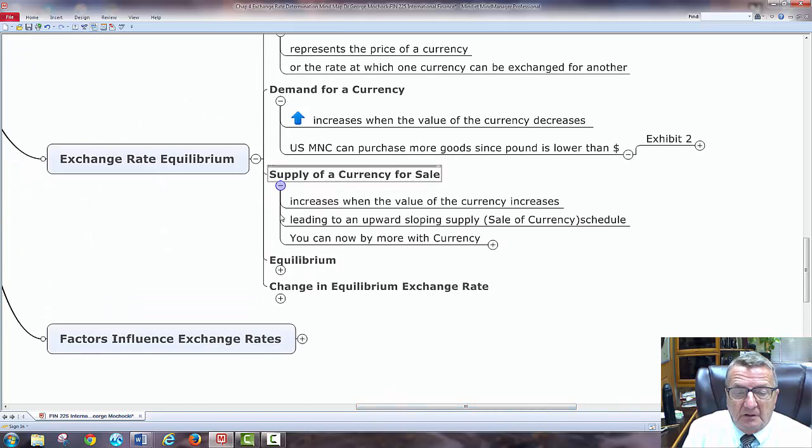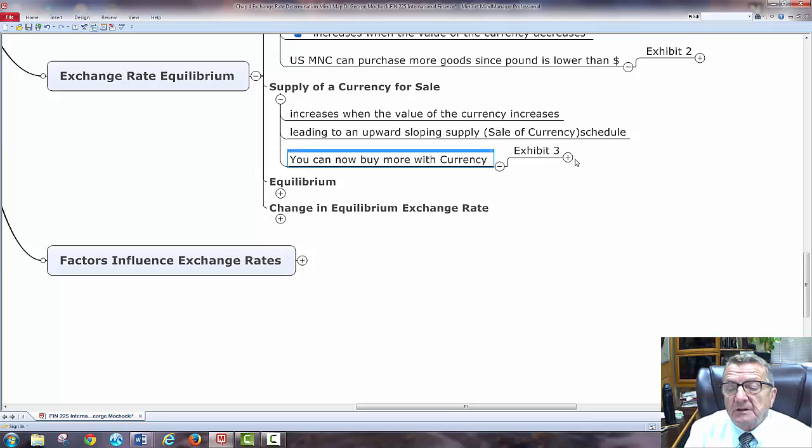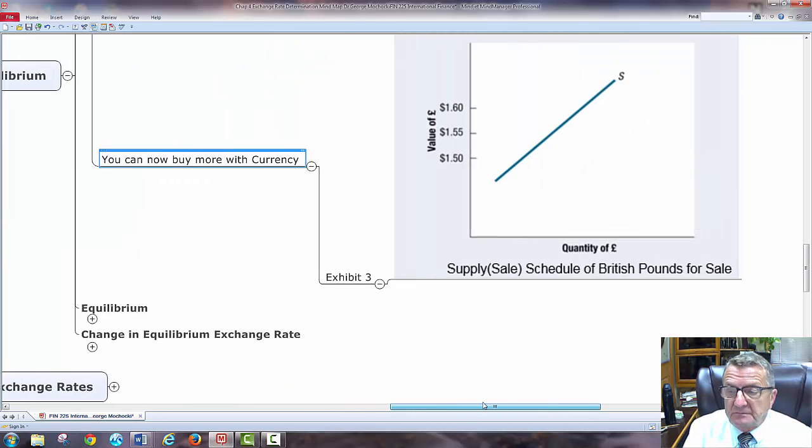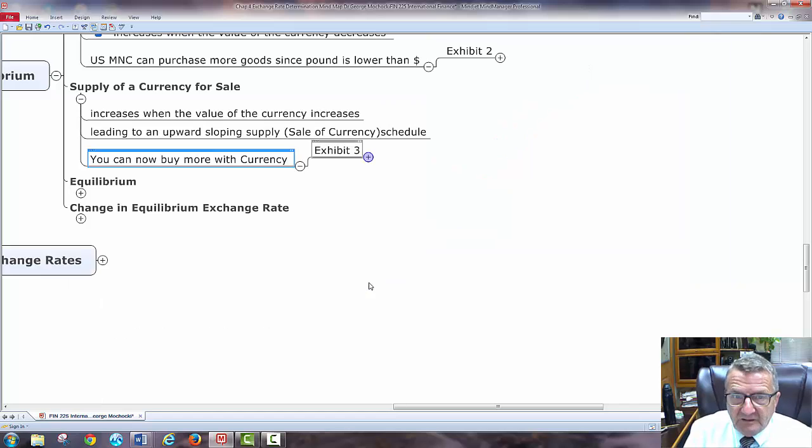And the supply curve for the sale increases when the value of the currency increases, leading to an upward sloping supply currency schedule. You can now buy more currency, and here's where I'm looking at Exhibit 3. Geez, I think I created this last night. So now I have, there's my supply curve. Remember, it goes up and down this way, and the demand curve works this way. All right. The supply schedule. Hey, this almost looks like economics. I remember this. Hopefully you do.